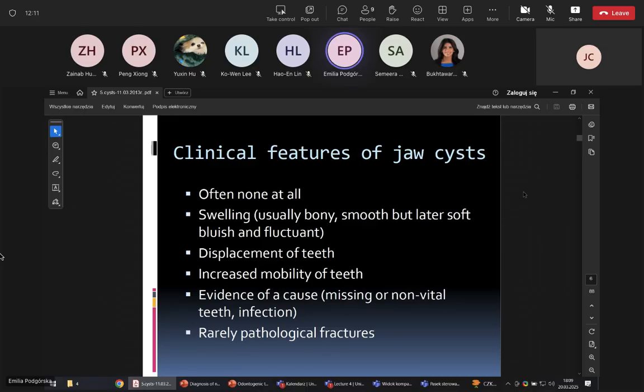Clinical features of jaw cysts: swelling, usually bony, smooth, but later soft, bluish, and fluctuant. Displacement of teeth, increased mobility of teeth, evidence of a fault, missing or non-vital teeth, infection, and rarely pathological fractures.